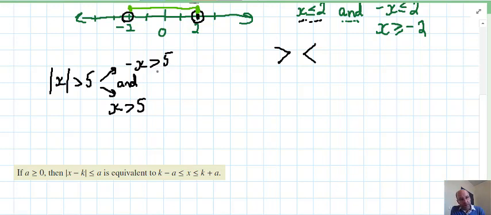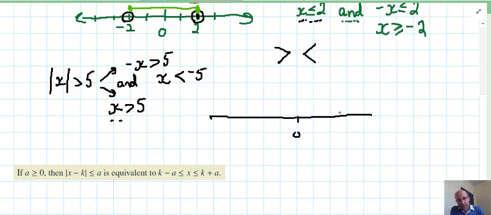Now for this one, negative x is greater than 5. We multiply both sides by negative 1, so positive x and negative 5, and we switch the inequality around. So x is less than negative 5, and this one is self-evident, x is greater than 5. And so on a number line, we've got 5 there, and negative 5 there. We would have x is greater than 5, so that's an open interval, and it's everything out to infinity. And x is less than negative 5 is open there, and it goes like that.